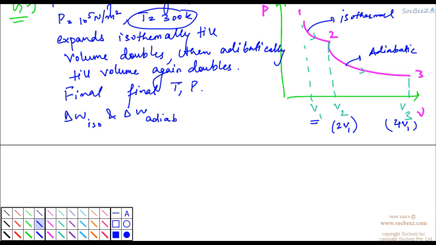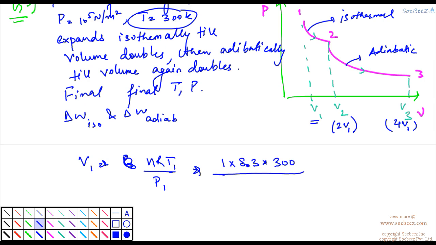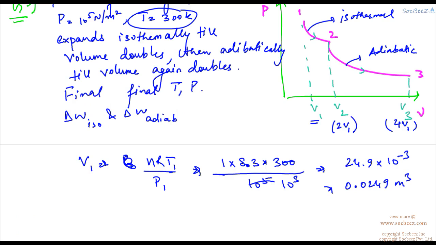At state 1, the pressure is given to us, the temperature is given to us, and the moles are given to us. So we can find the volume first of all at the first scenario, which is nRT1 upon P1, which is nothing but 1 mole of gas multiplied by 8.3 into temperature 300 Kelvin upon pressure 10 raised to power 5, which gives us the value of volume 1 as 24.9 into 10 raised to power minus 3, which is nothing but 0.0249 meter cube.